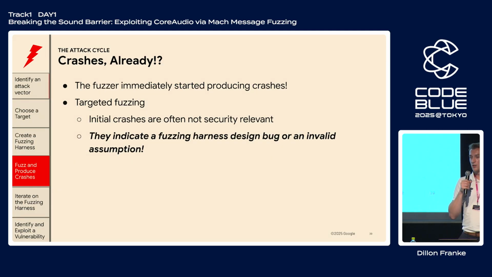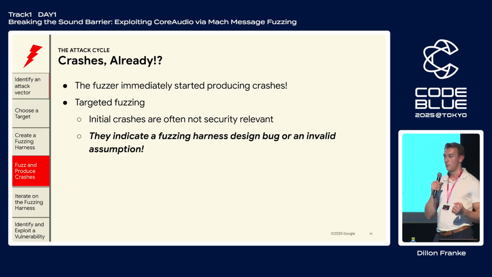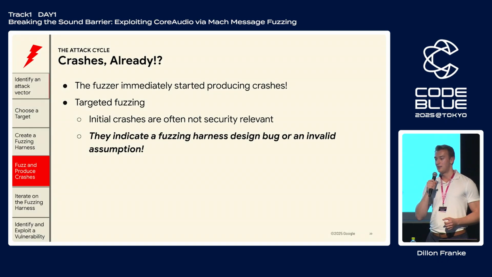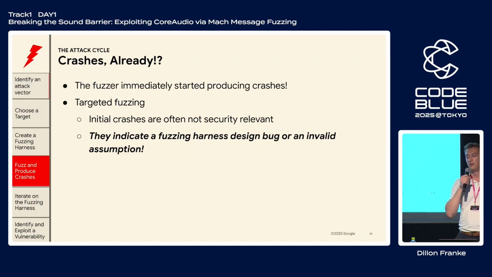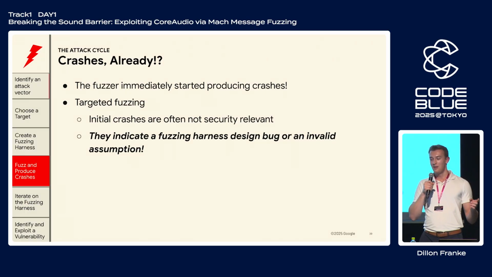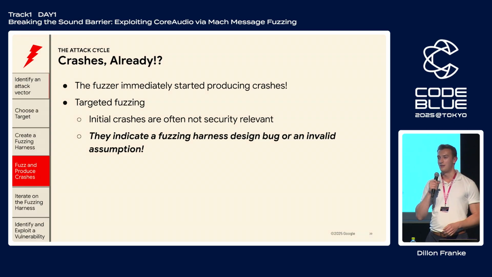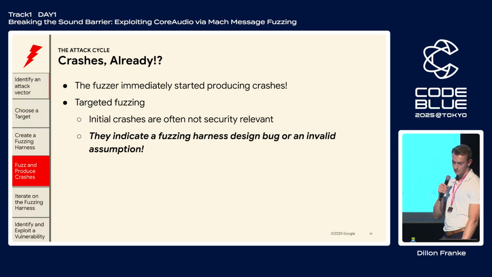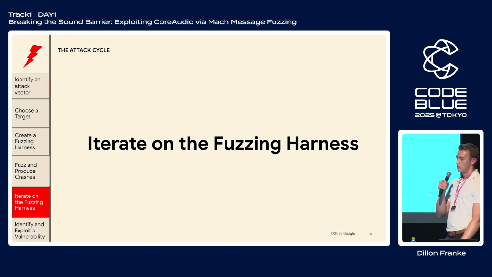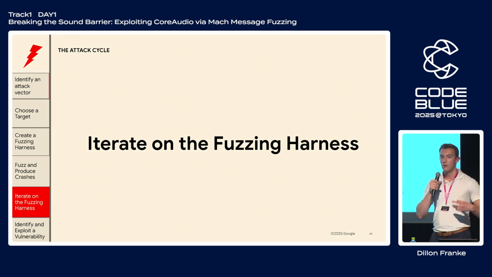So once I started running the fuzzer with the fuzzing harness I had created, it immediately started producing crashes. And you might think, wow, that was fast, and I did too. But unfortunately, initial crashes when you're talking about building a targeted fuzzing harness are often not security relevant. In fact, in the beginning, they often indicate a fuzzing harness design bug or an invalid assumption and not a security vulnerability. So the next step then becomes, now that we have a workable fuzzing harness, figure out what's going wrong with it, iterate on it, and make it better.